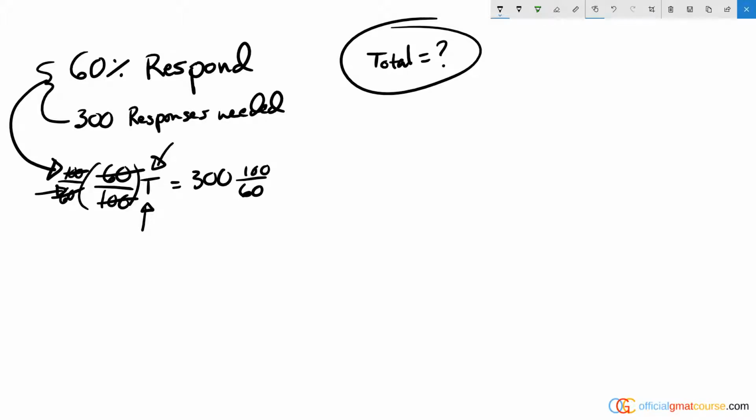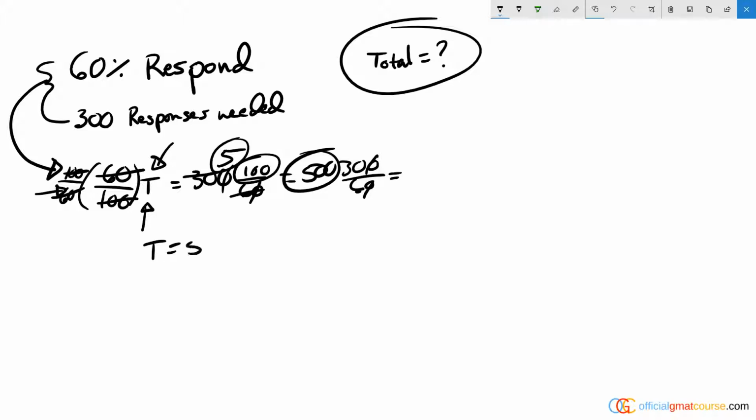And 300 over 60 is equal to 30 over 6, which is equal to just 5. And that means 5 times 100 is the answer. So 500 is our answer. And we know if T is equal to 500, we'll have exactly 300 replies or responses to the questionnaire if we expect a 60% rate. And that is answer choice D.